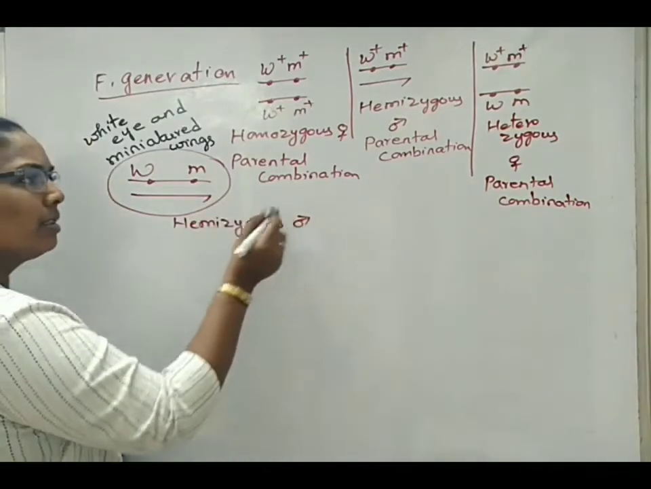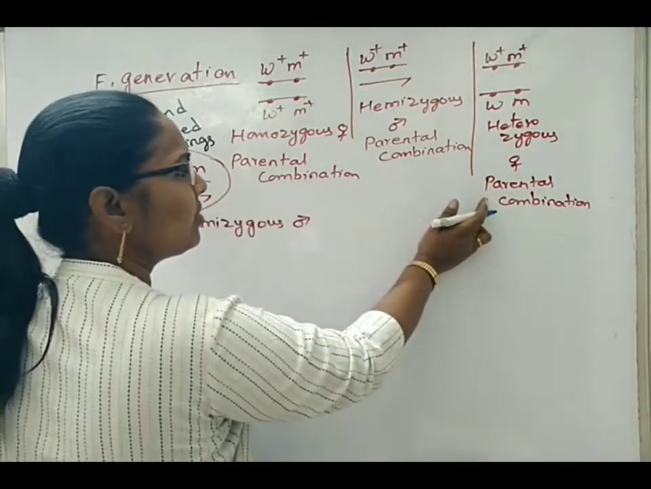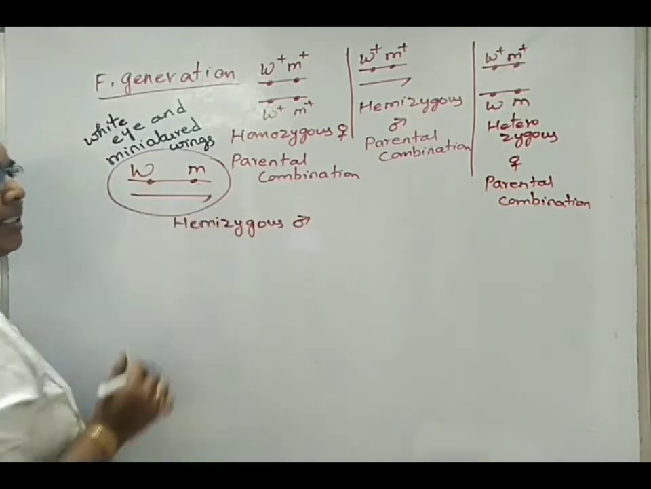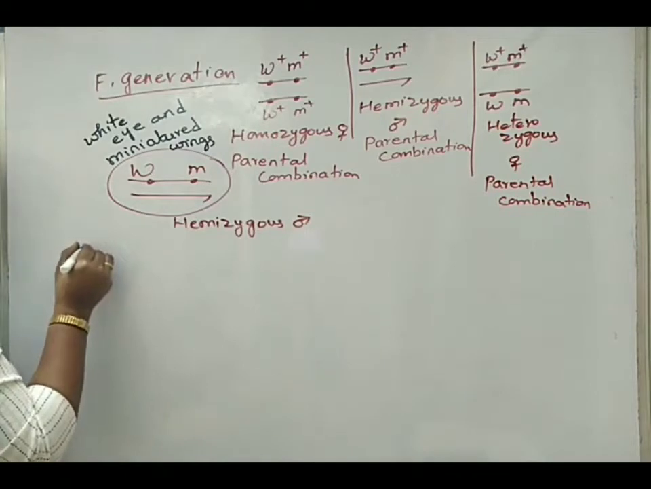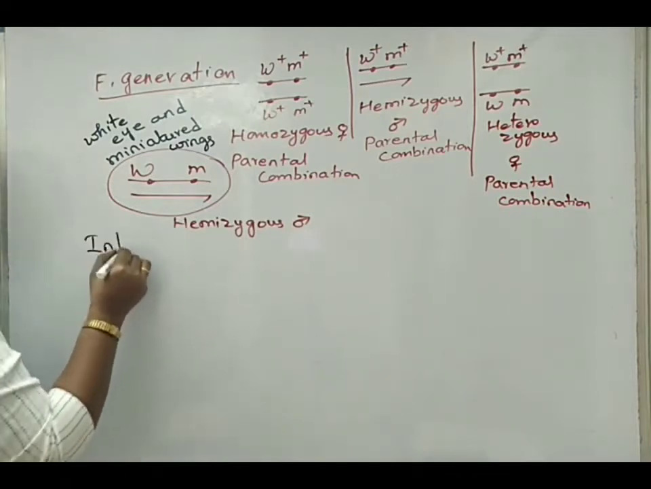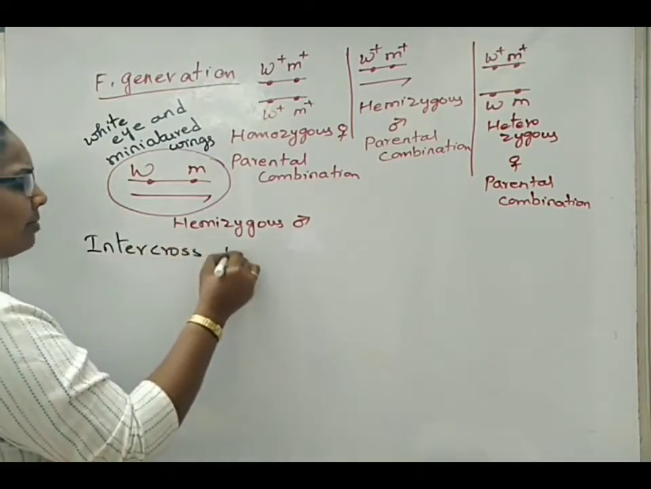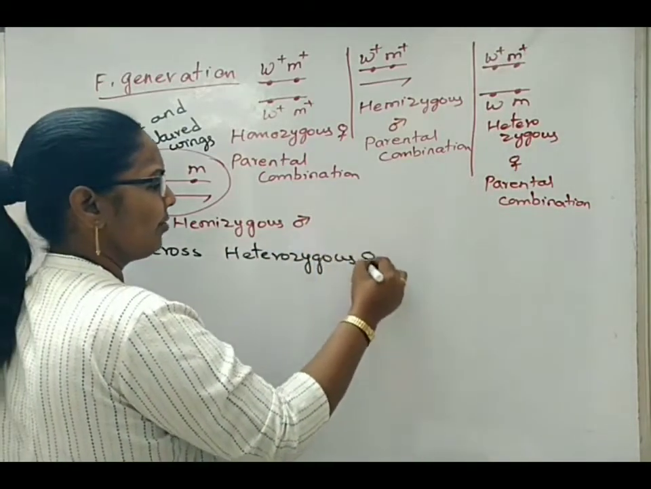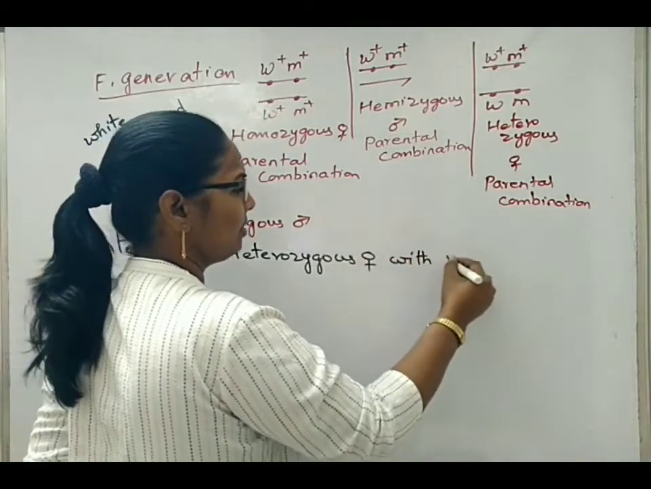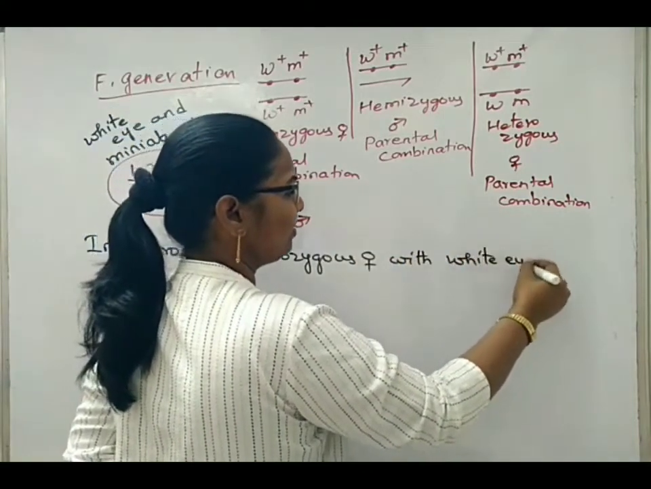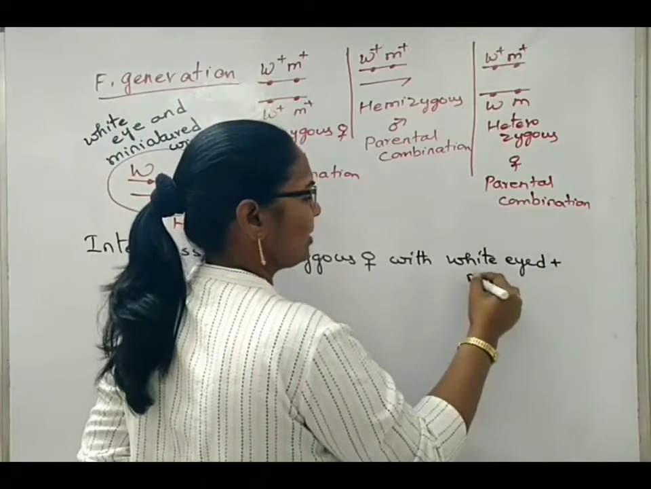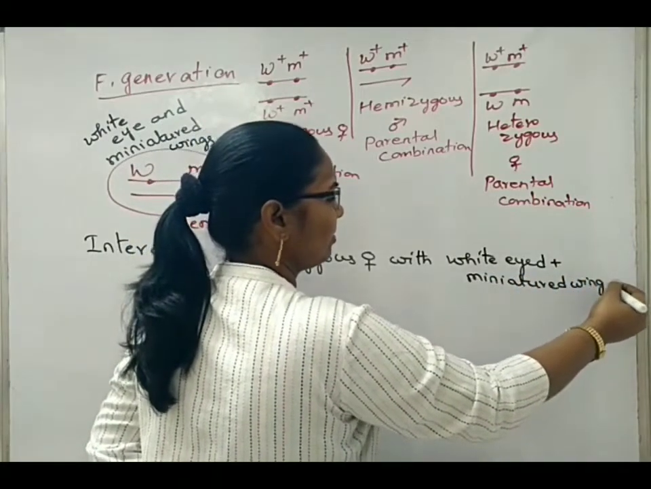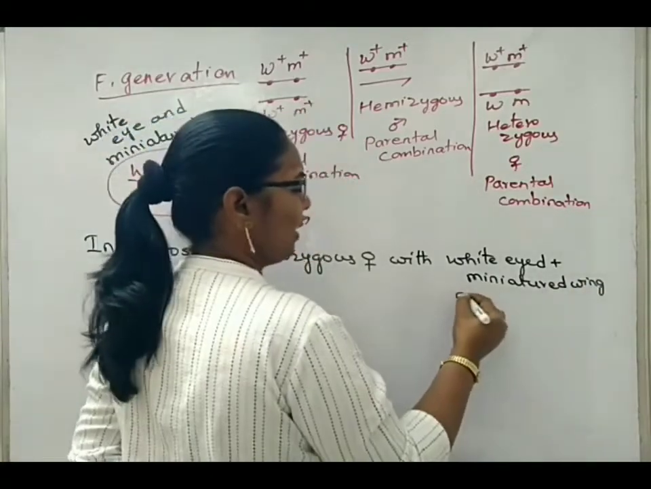When we intercross the offsprings, here heterozygous female and also hemizygous male, that is white-eyed and miniatured wing male, then how are the gametes going to be? So we will intercross heterozygous female with white-eyed plus miniatured wings male.